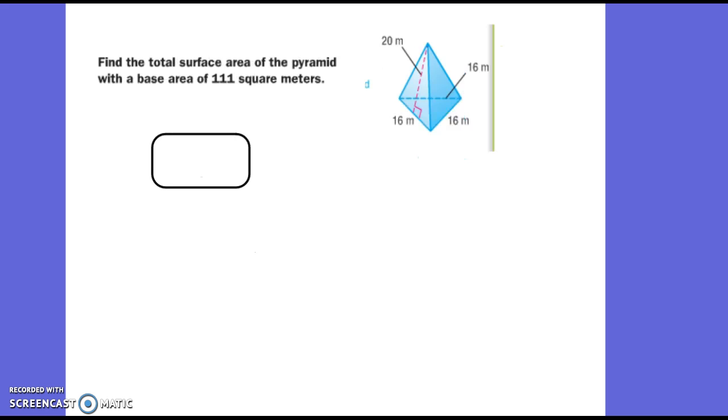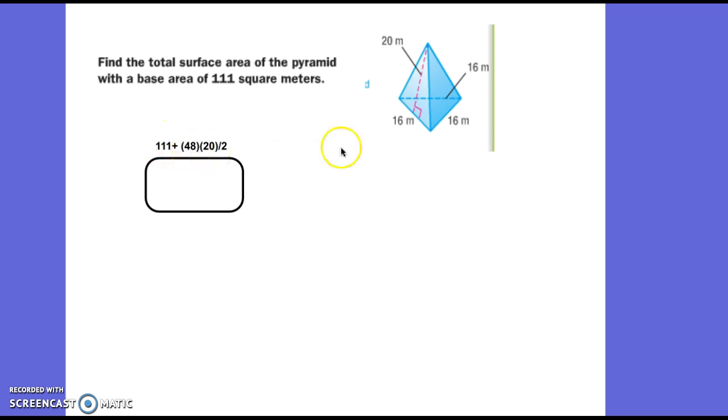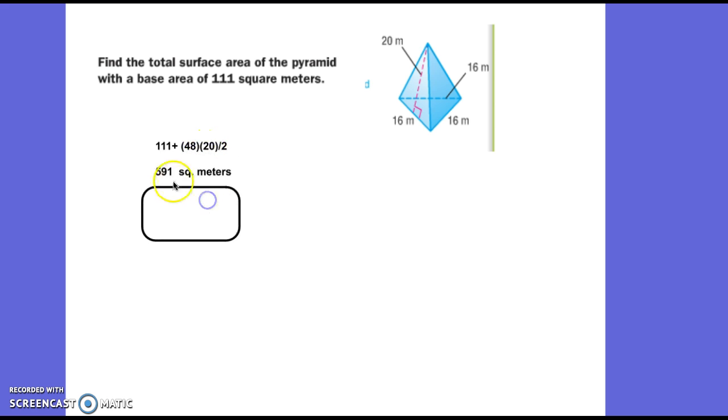Looking at this next one, you're finding the total surface area of the pyramid. It gives you the base area because it's a triangle. Some of them won't, but this one didn't give you the actual height. So if you plug this into your formula, the area of your base plus your perimeter, which is 16 plus 16 plus 16, times your slant height of 20, and then divide that by 2, you're going to get 591 square meters.